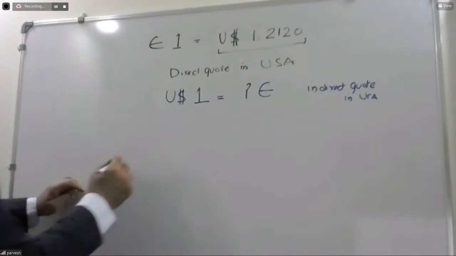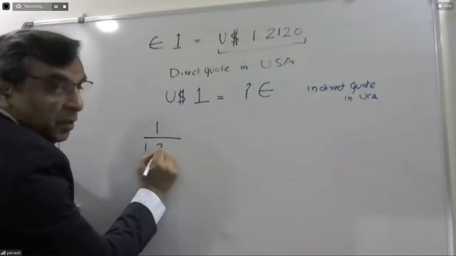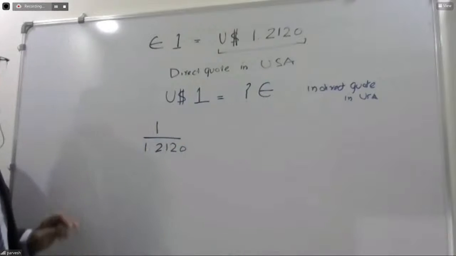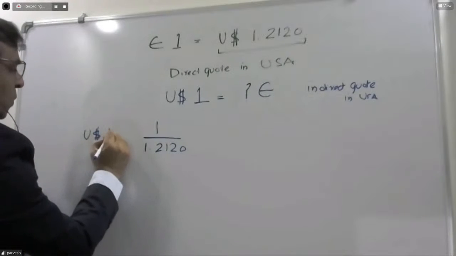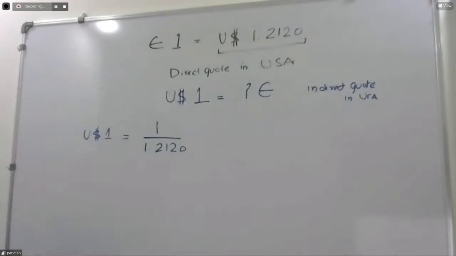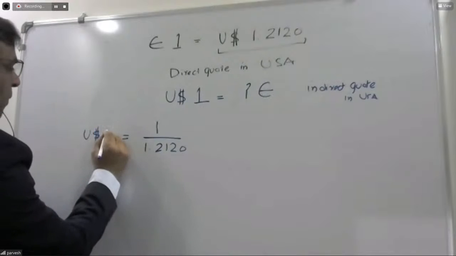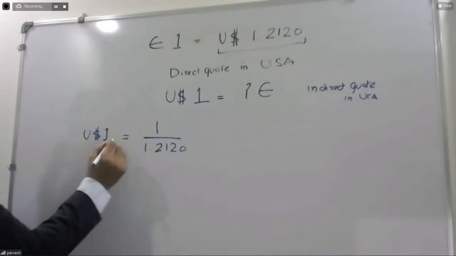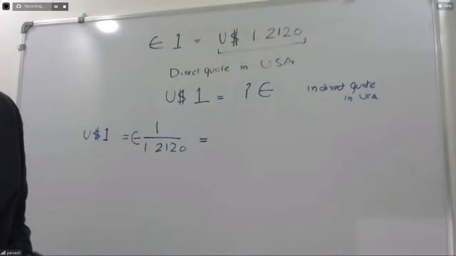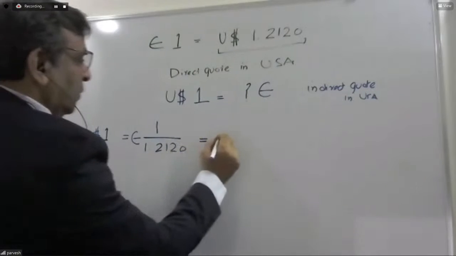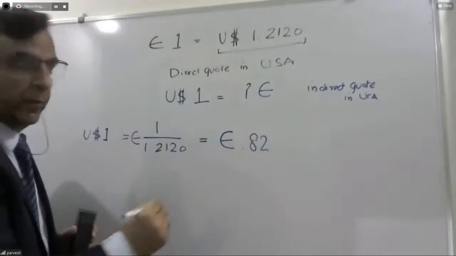So here, if we have to solve it, what we have to do is the reciprocal. So it will be 1 divided by 1.2120. Okay, fine. Which means that US dollar 1 will be equal to, now this is in euros, so this will be euro, okay? So which can be written as euro 0.8250.